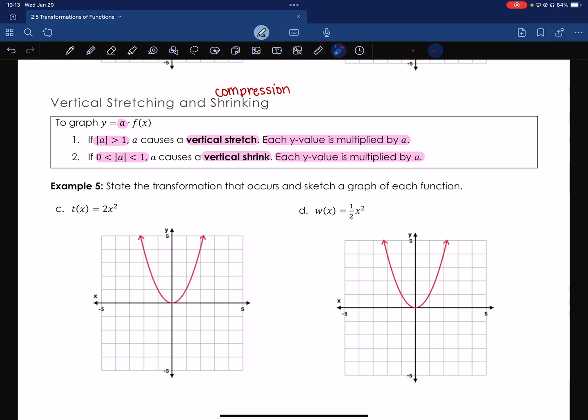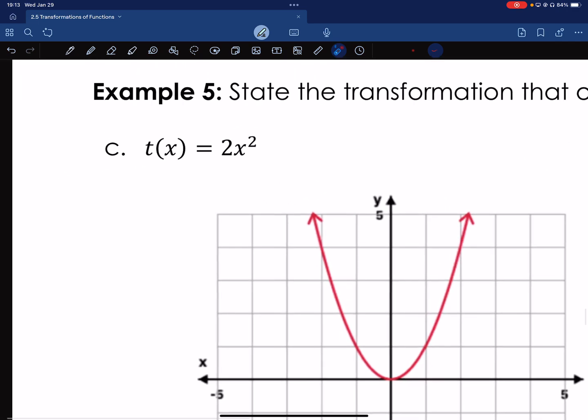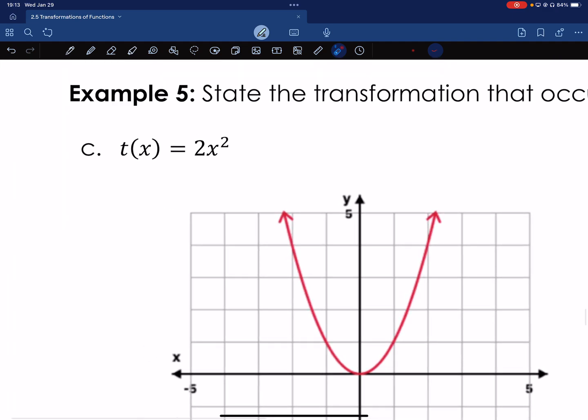Okay, so if we look at this one, same concept. We have t of x equals 2 times x squared. So notice it's not inside of parentheses. This is my A value. My parent function is y equals x squared, that quadratic function, that quadratic graph, that U shape.